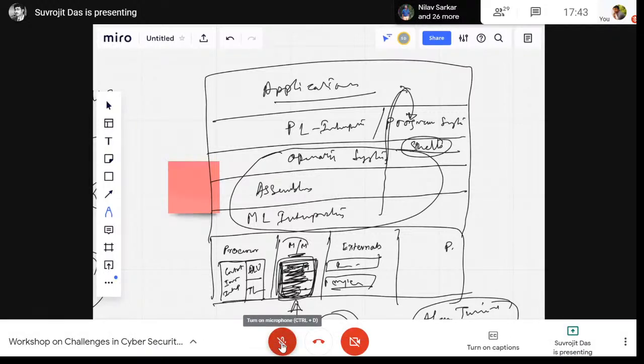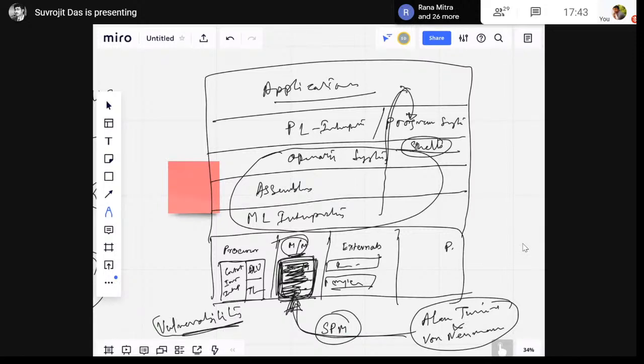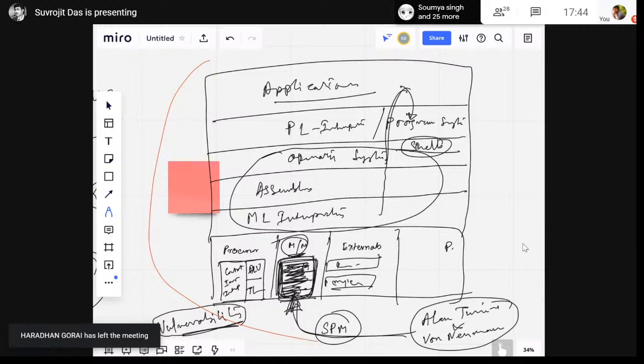So they came up with this model, and I will show you how this model opens up vulnerabilities if not properly taken care of, right? So we have this structure in a very basic way. And what I mean to say is that this structure, this schematic, is very universal in nature.